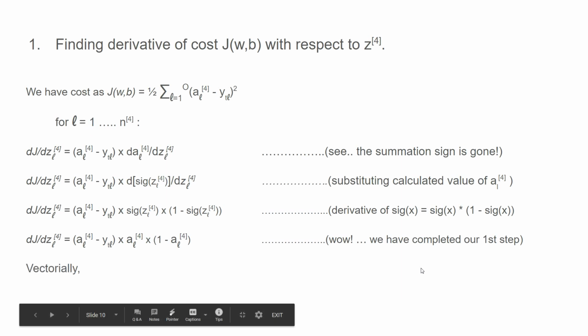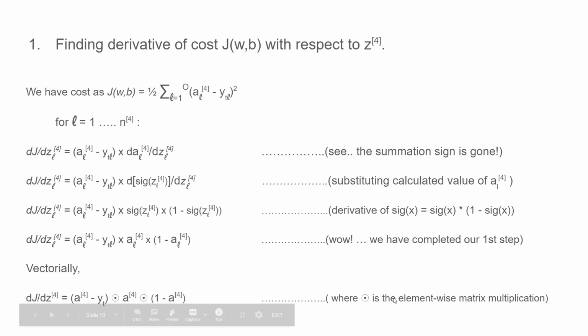Vectorially we can represent all this for loop as dJ by dz equals (A4 minus YT) element-wise multiplied with A4, element-wise multiplied with (1 minus A4).